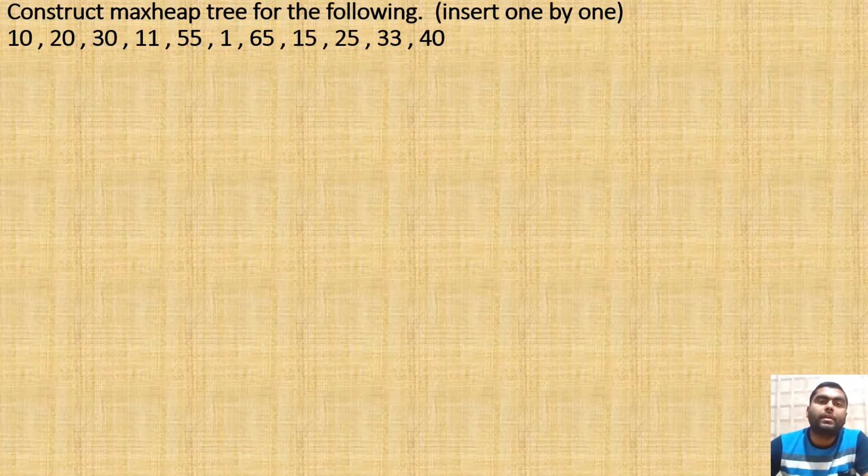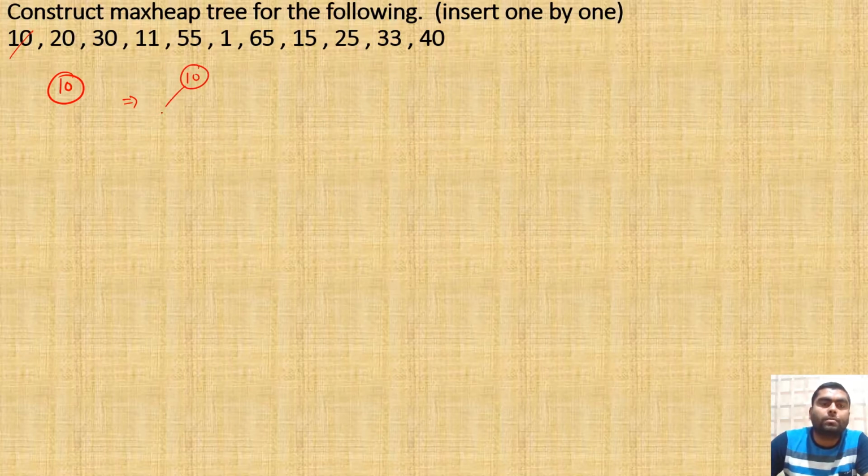Construct a max heap tree for the following keys. Insert one by one. Firstly 10, so 10 will be inserted. Fine, no problem. Then after 10, 20 comes. Because it is an almost complete binary tree, we fill level-wise, first on the left. Now this is not a max heap. The max heap property is that the root should be greater, so we interchange. When we interchange, this comes here and this comes here.